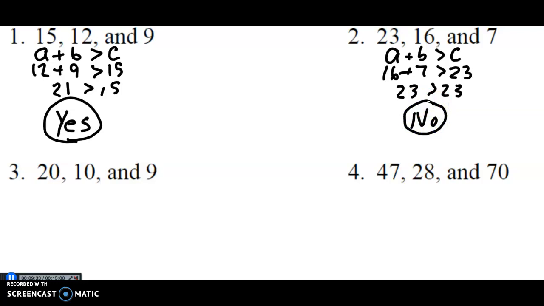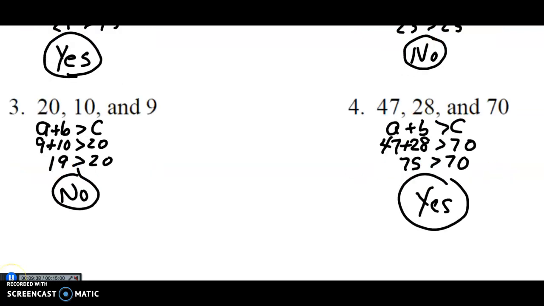Please pause the video. I'd like you to try numbers 3 and 4. All right, let's see how you did. For number 3, I got a false statement, so that means that cannot make a triangle. I got 19 is greater than 20. That's not true. And for number 4, I got a true statement, 75 is greater than 70, so that one is a yes.